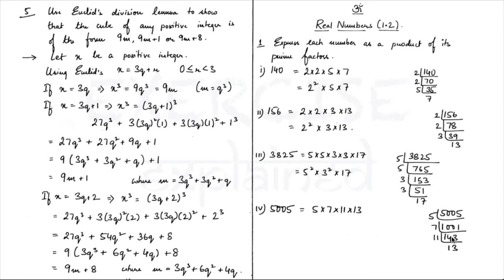So next what I have to check is I check for 11, and I get that 11 into 13 gives me 143. So we can write 5005 as 5 into 7 into 11 into 13.